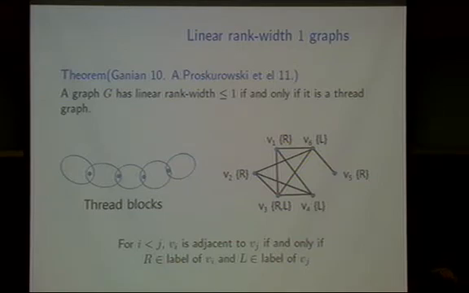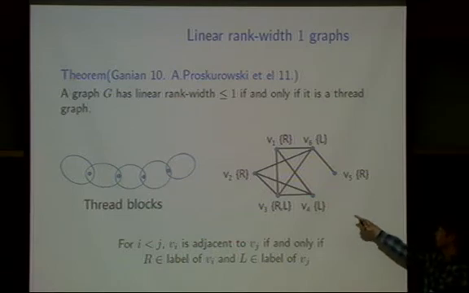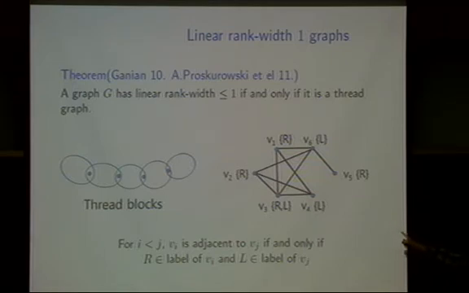For j larger than i, Vi is adjacent to Vj if and only if R is a label of Vi and L is a label of Vj. For example, V2 and V4: V2 has an R and V4 has an L, so they are adjacent. And for example, V5 has R and V4 has L, but 5 is larger than 4, so they are not adjacent. This is a thread graph.